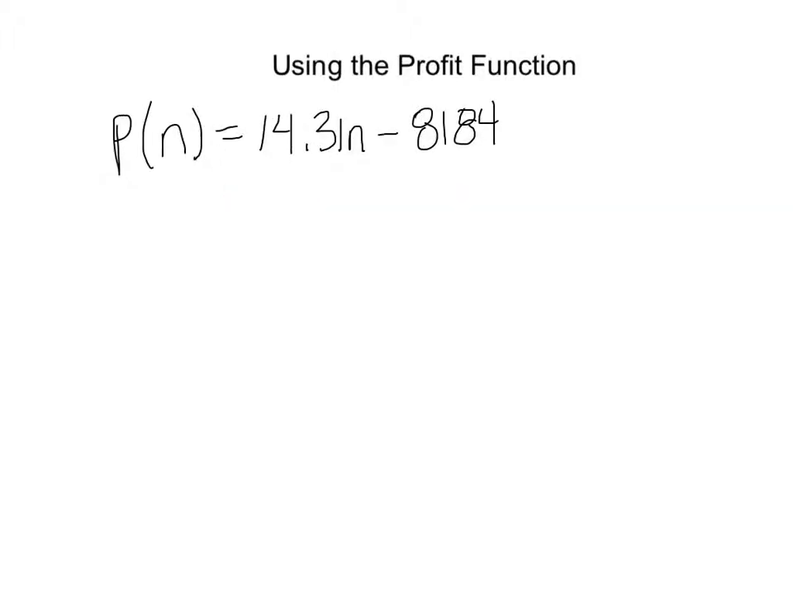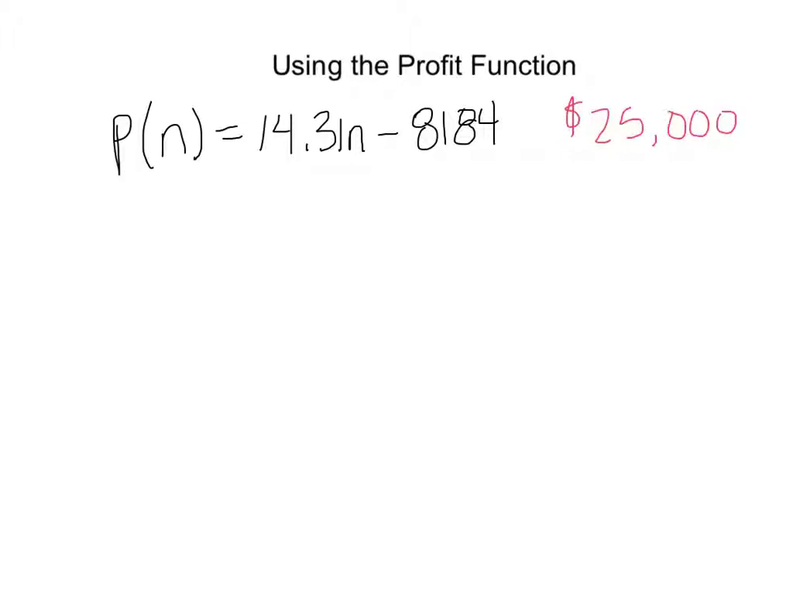We can also use our profit function to estimate how many pairs we need to sell if we have a particular goal in mind for our profit. So let's say I wanted to make a profit of $25,000. I need to know how many pairs of jeans I need to sell. That helps me plan out how many I'm going to put in my stores, or how I'm going to have sales, or how I'm going to market myself.